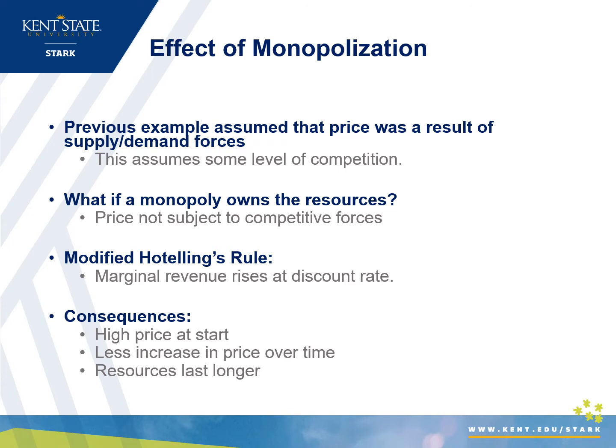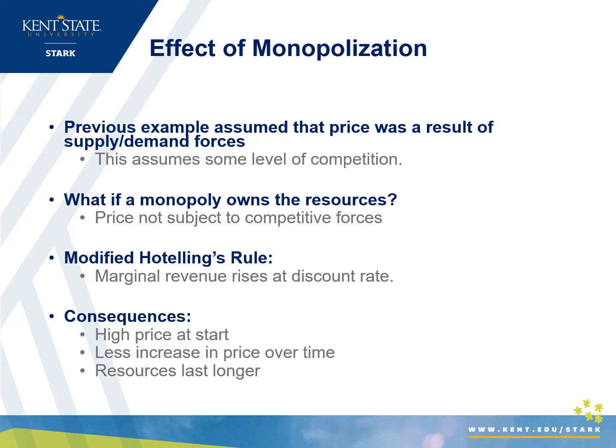Or similarly, you can look at aluminum. Aluminum is another one. It's a highly concentrated market. So what happens then if instead we look at monopolization? Well, the previous example assumed the price was the result of just supply and demand and competition. So if we have a monopoly instead that owns the resources, that means the price isn't subject to competitive forces anymore. Rather, the monopoly gets to decide what the price is.